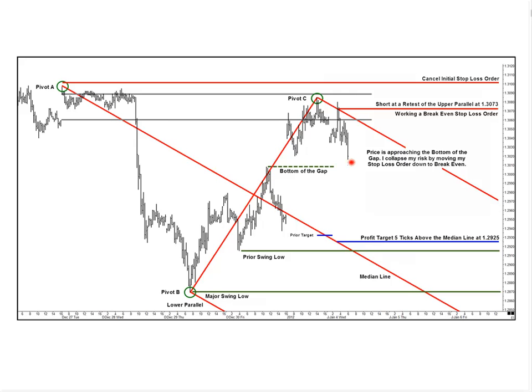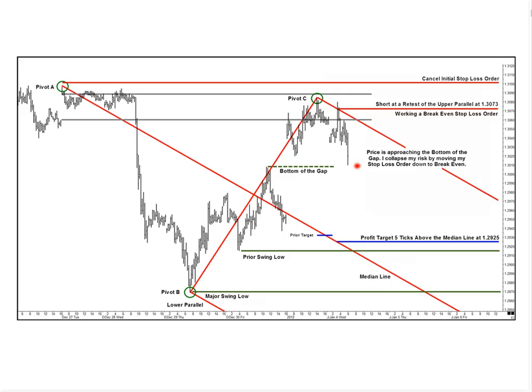What I want to know is, are they going to find buyers at the bottom of the gap? And is this all I'm going to get? So the very first thing I have to do is collapse my risk. I'm down in an area where we could have problems if we're short. I don't have any structure that I'm willing to lean on up here. So I'm just going to go from having my stop loss up here above the A pivot, I'm just going to go to break even.